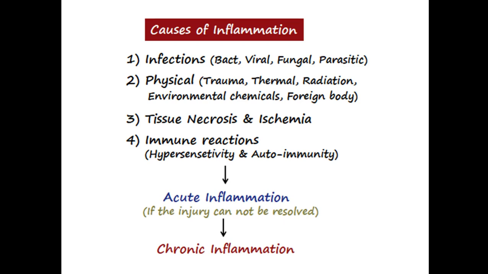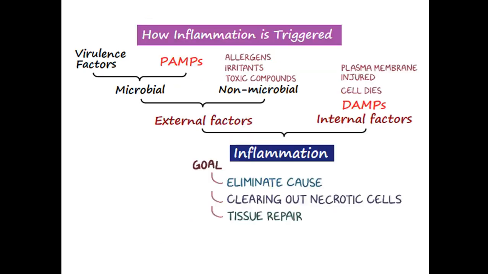But for any reason, for example, if the injurious agent is stronger, if it is persistent, and if it resists removal by the acute inflammation, what happens? The acute inflammation will evolve into chronic inflammation.